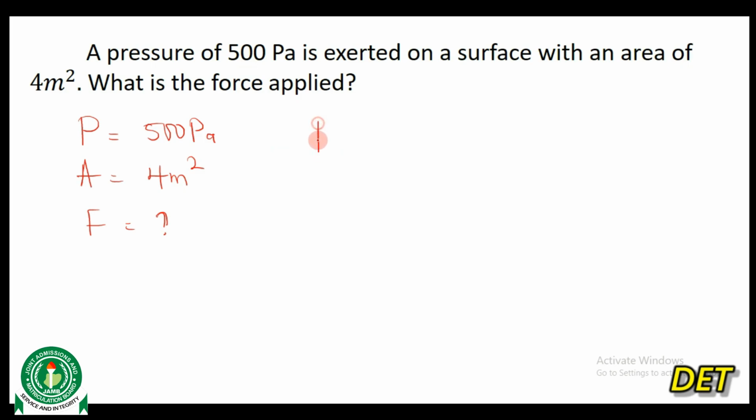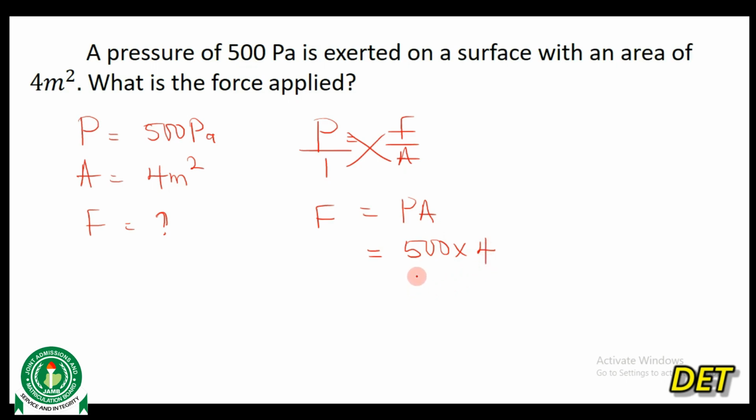So from the formula, we know that pressure is equal to force over area, right? So my pressure can also be written as pressure over 1. Pressure divided by 1 is still the same thing as pressure. So I can cross multiply, right? So F times 1 will give me F, and P times A will give me PA, right? We are looking for the force, so that means my force is equal to pressure times area. So this will be equal to 500 times 4.